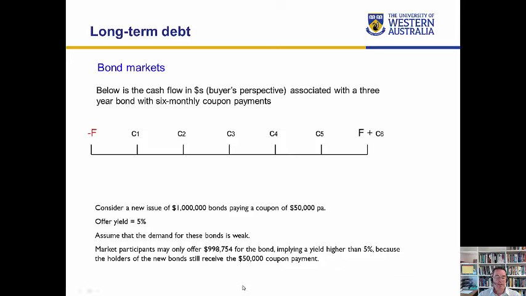Well, the way the market can actually push the yield up over 5% is to pay a little bit less for the bond. So instead of paying $1 million, they may pay $998,754. Now it looks like a discount security, but it's not, because the market could actually pay more than $1 million for this bond if the demand for bonds was very strong, in which case the offer yield would be below 5%. So by adjusting the purchase price of the bond, the market can push the yield on this bond either above or below the initial offer yield of 5%.